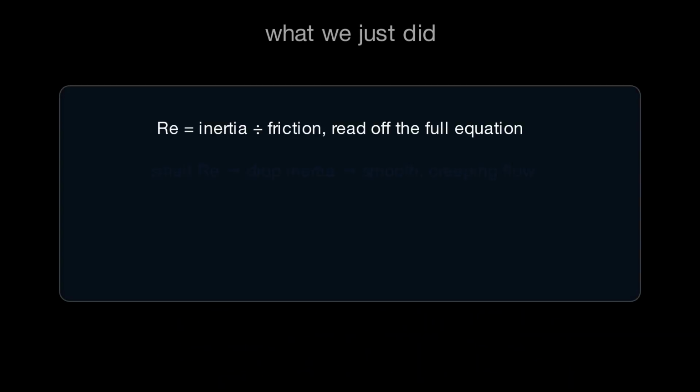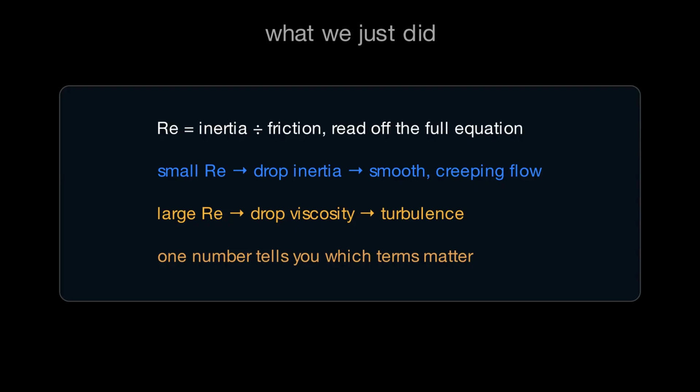So the Reynolds number is one number that tells you which terms of the full equation actually matter. Small, and friction smooths everything. Large, and inertia takes over. Same law, two worlds. That's all for this video.